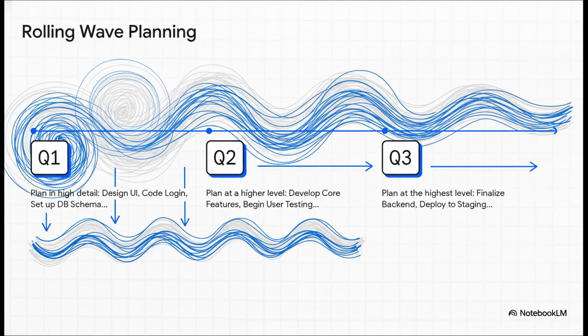Honestly, this is just a smarter way to manage big, complex projects. You don't need a crystal ball to map out every single task for the next 12 months. That's impossible. Instead, you plan the work that's right in front of you in painstaking detail, and you plan the work further out at a much higher level. Then, as that wave of time gets closer, you fill in the details. It's a fantastic, agile way to manage uncertainty.